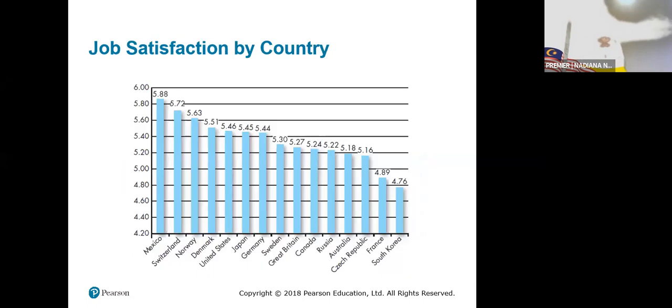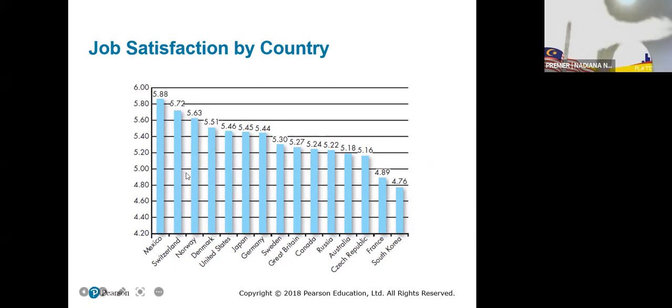Okay, and this is the job satisfaction result by country. By country. Please search for Indonesia, is it in or not? Indonesia is not in. Malaysia is also not in. None of Southeast Asia is in this research finding. The highest job satisfaction is Mexico, 5.88 out of 6. That is a very high job satisfaction country.